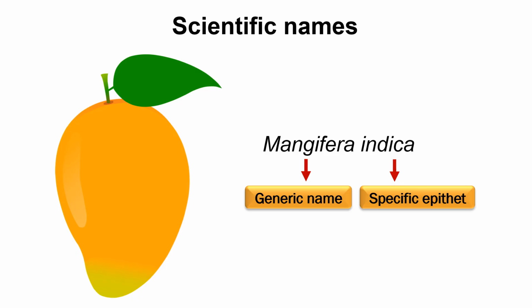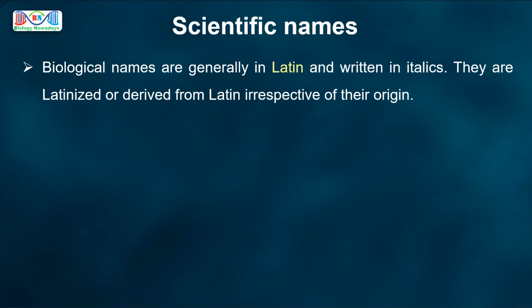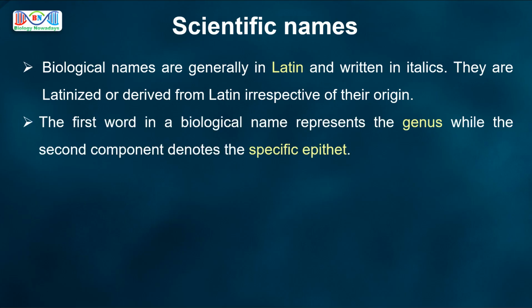Now let's discuss some more points regarding scientific names. Biological names or scientific names are generally in Latin and always written in italics. They are Latinized or derived from Latin irrespective of their origin. For example, indica in Mangifera indica is a modern Latin word which means of India, and it refers to the plant's native region. As we discussed earlier, the first word in a biological name represents the genus, while the second component denotes the specific epithet.